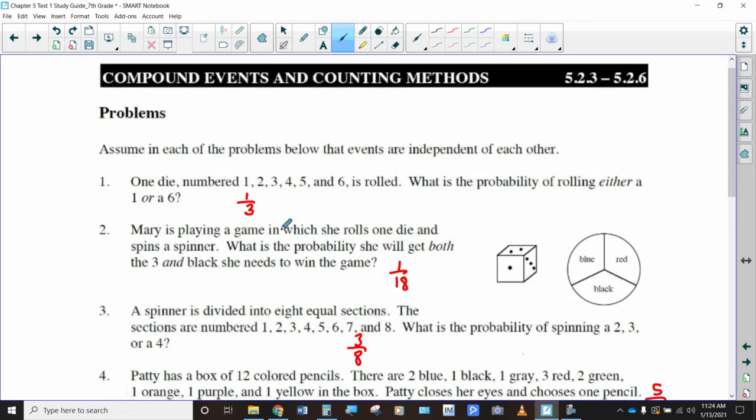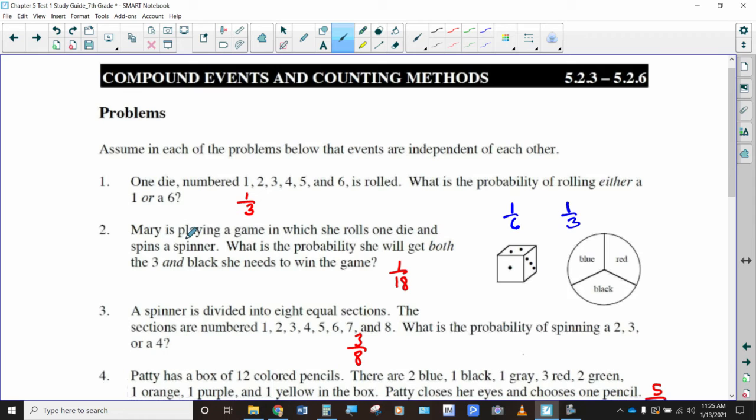Mary is playing a game in which she rolls one die and spins a spinner. Here's the die. It's a standard number die, so you see the 1, 2, and the 3, but then there's going to be a 4, 5, and a 6 on the sides that you can't see. And then here's a spinner. It looks like 3 equal parts where you got blue, red, and black. So the probability of getting a 3 is 1 out of 6. The probability of getting a black is 1 out of 3.